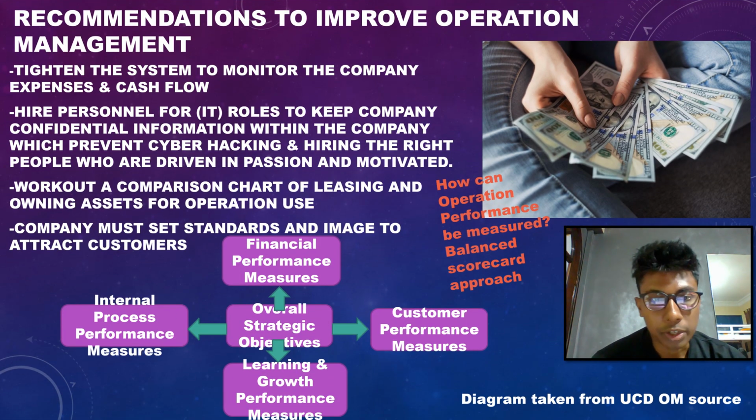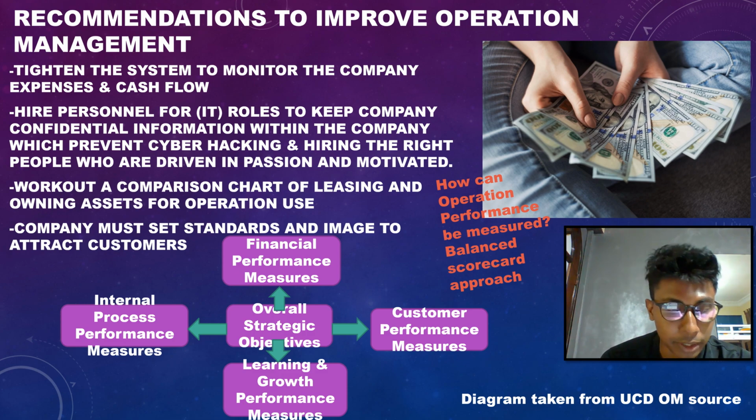Alright, so we are moving to recommendations to improve operation management. So in this module, we have learned to use the balanced scorecard approach. So there are four different objectives to be met. So the first one, which is financial performance.